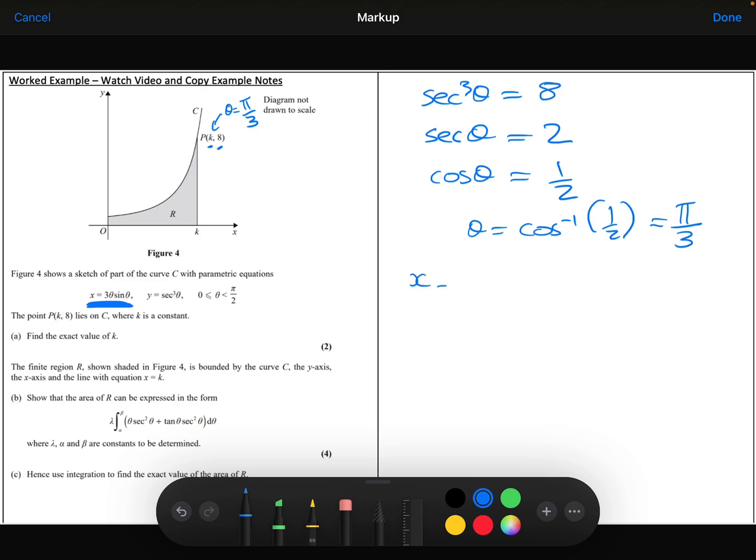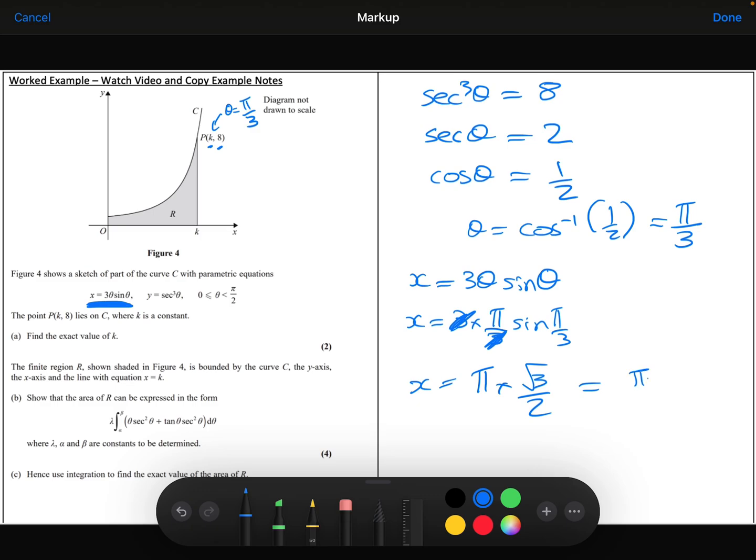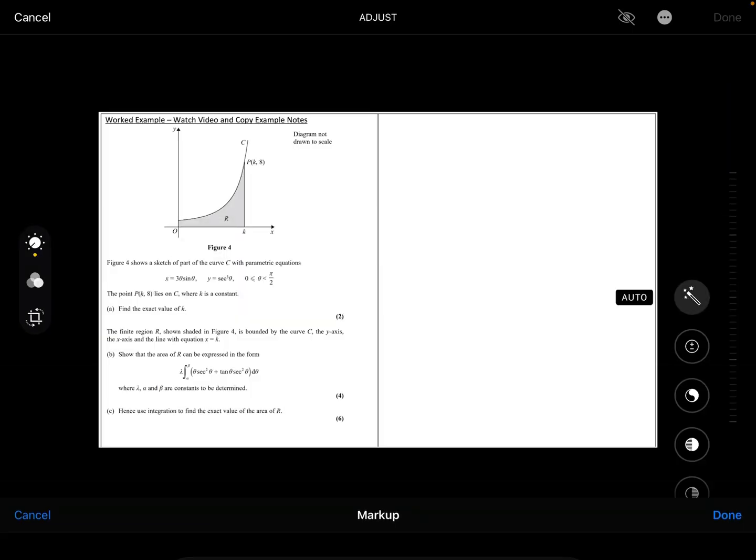I'm now going to substitute that into the x parametric equation to work out what the x coordinate is at that point. So 3 times pi over 3 times sine pi over 3. Well, the 3's cancel out here, so I get pi times sine pi over 3, which is root 3 over 2. So the x coordinate, and therefore the value of k, is pi root 3 over 2. And that's part A of this question done. Moving on to part B.